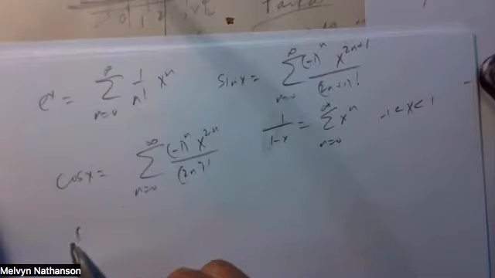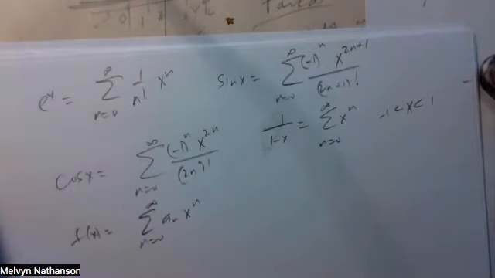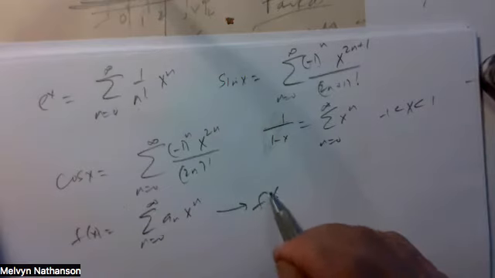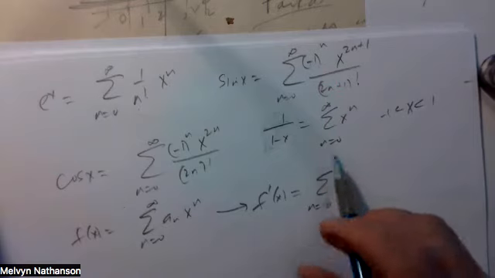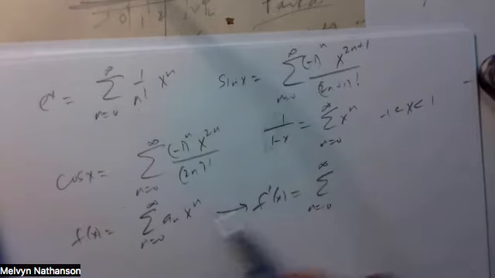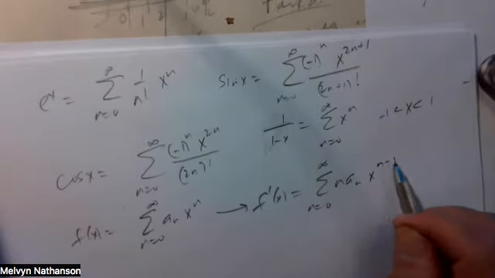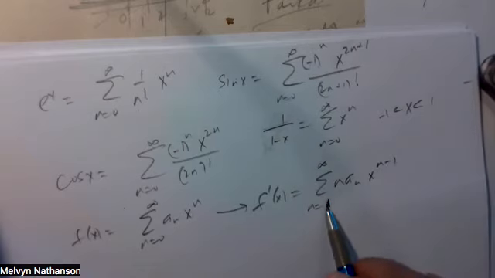And if you have a power series, f of x, summation a sub n x to the n, it's always differentiable, and its derivative is another power series. And this is very important. All you need to do for the derivative is just differentiate term by term. N goes from 0 to infinity, a sub n, the derivative of x to the n is n x to the n minus 1. Of course, when n is 0, this is 0, so you can start with 1.